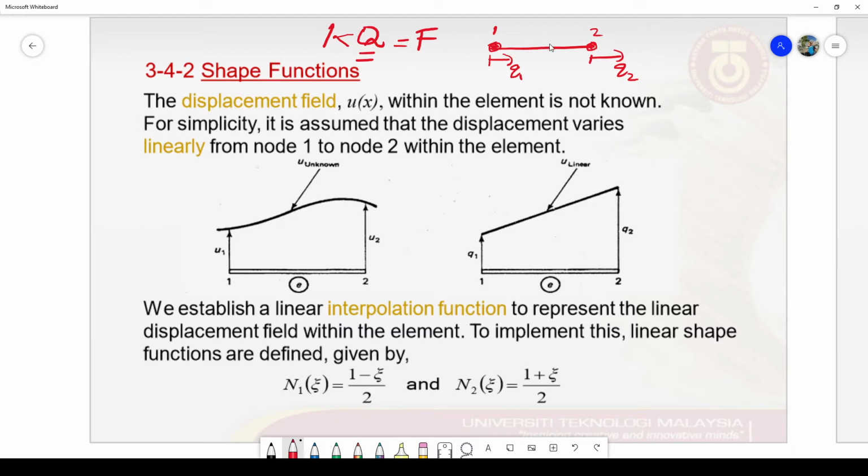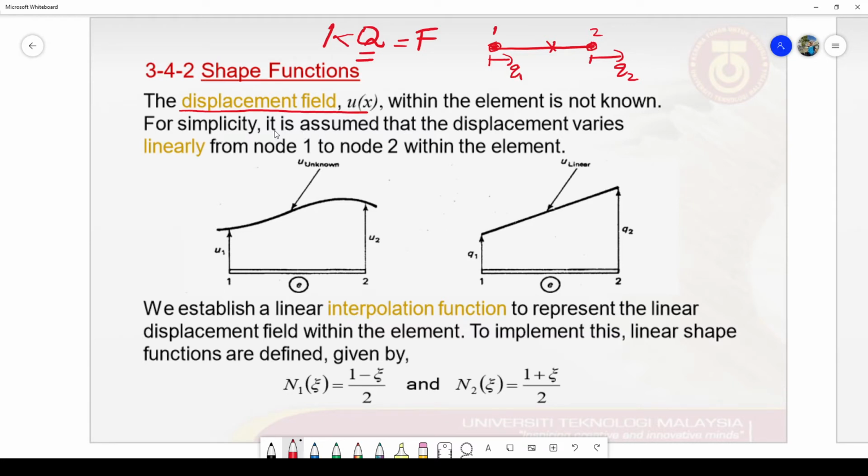But the deformation or the displacement anywhere in between these 2 points is still unknown, but it can be determined by taking the displacement at or within the 2 points here, which we call the displacement field, u(x).